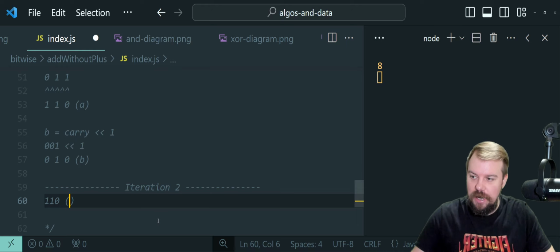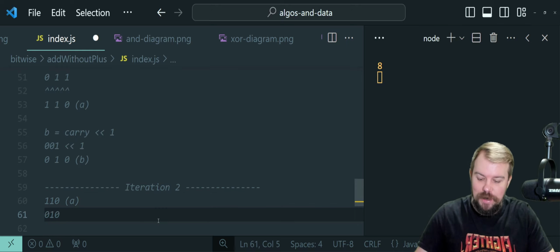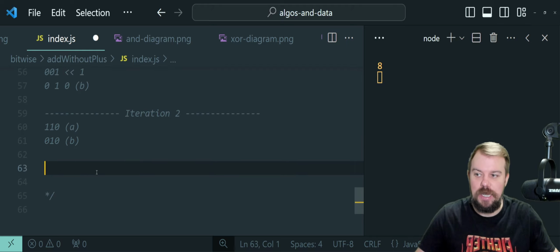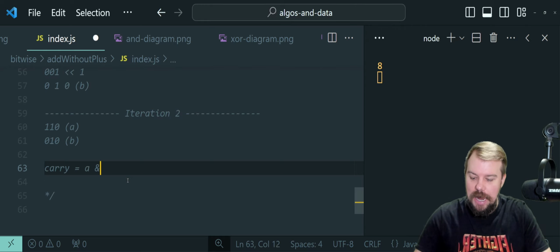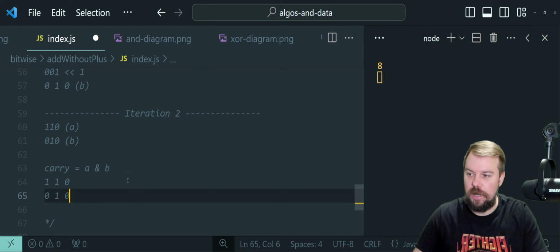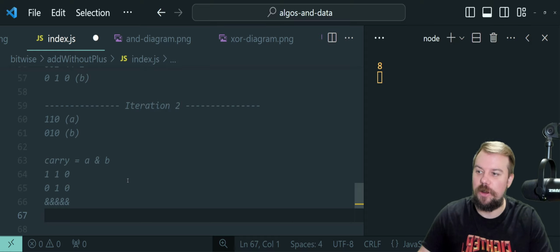So we'll go ahead and write 1, 1, 0 for A, and 1, 0, 0, 1, 0 for B. So our iteration 2 starts with these two as our A and B inputs. Same thing, let's calculate our carry, which is going to be A AND B. So we're going to do 1, 1, 0, 0, 1, 0, and I hope this is correct. This seems right so far.